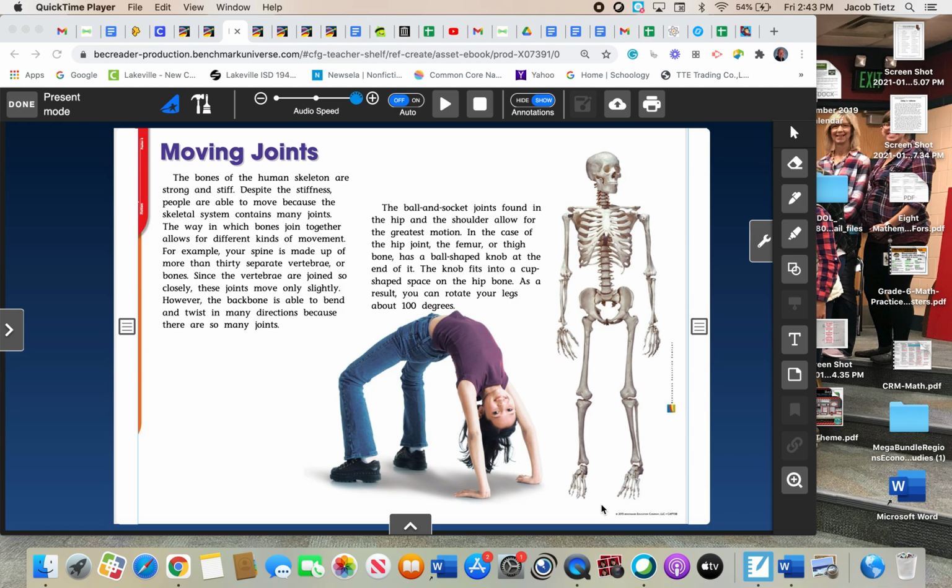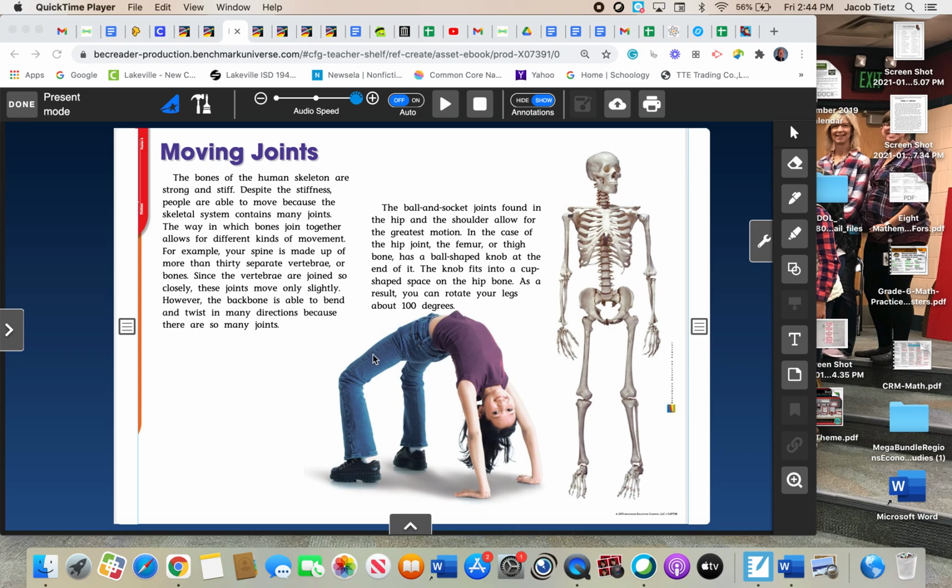So, to review, the main signal words that we have talked about and gone over this week have been because, so, since, and as a result. So let's take a look for those signal words today as we are reading the passage.